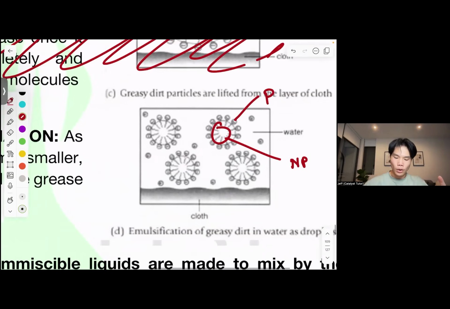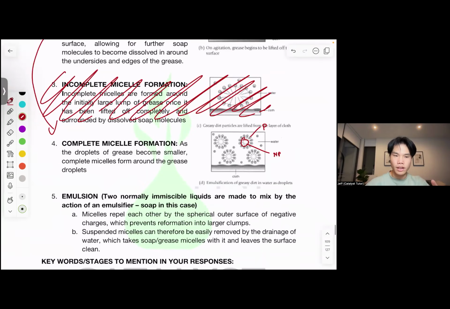This is the premise of an emulsion forming. That is what an emulsion is. An emulsion is where you have two normally immiscible liquids that are made to mix through the action of an emulsifier, and that is what soap is.